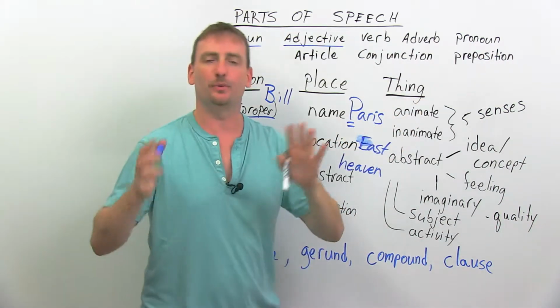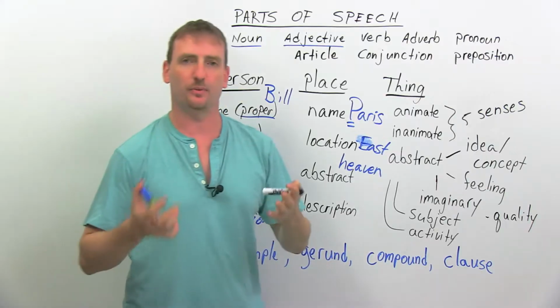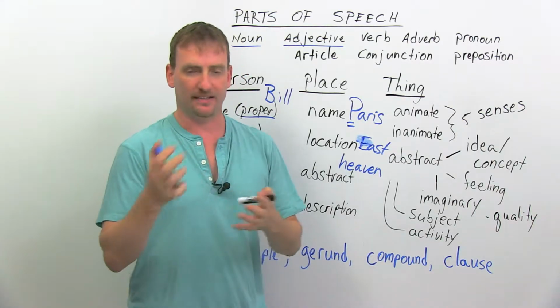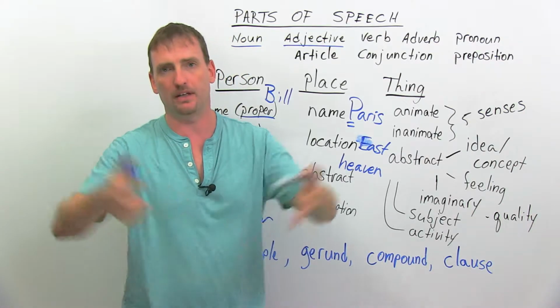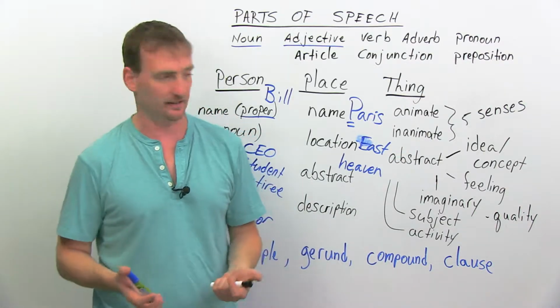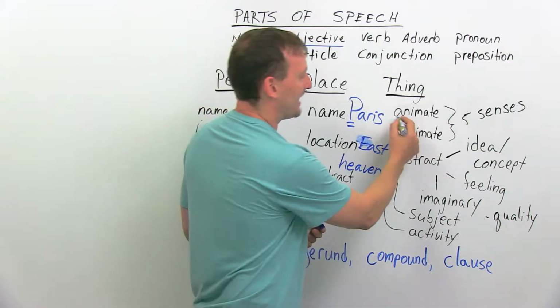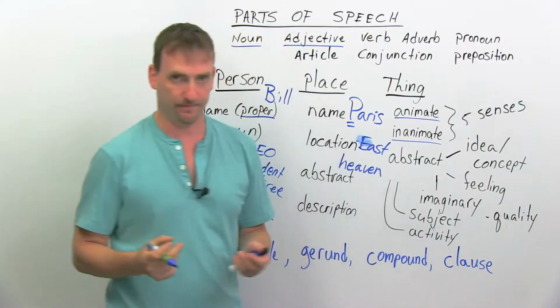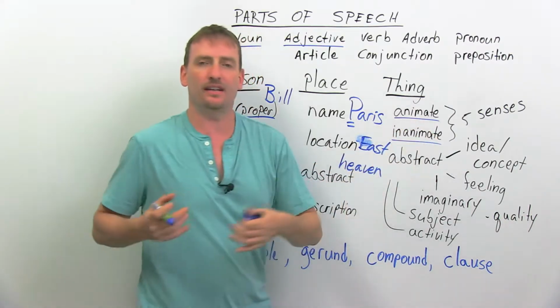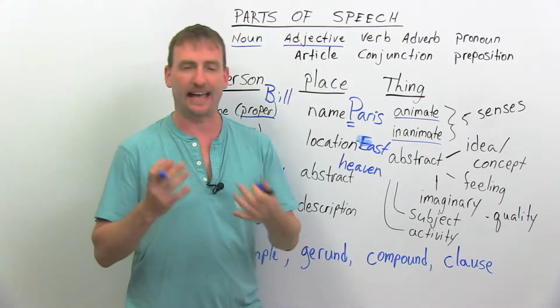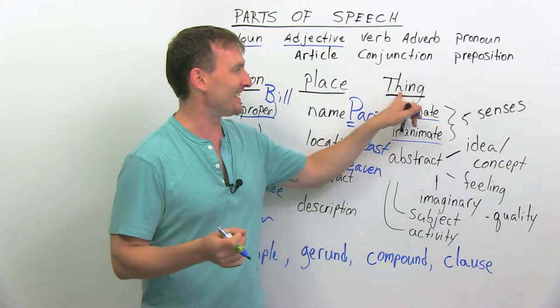Thing. Now, thing is where people get lost when it comes to nouns, because they don't realize that thing can be so many different types of things. So first we're going to look at animate and inanimate. Animate is anything that is living, okay, like animals. Any animal is technically a thing.